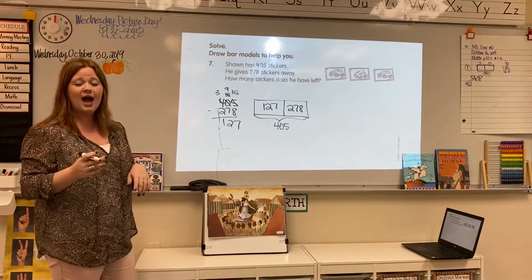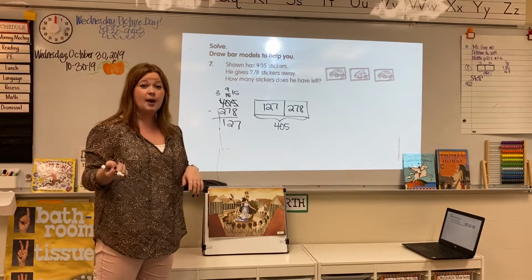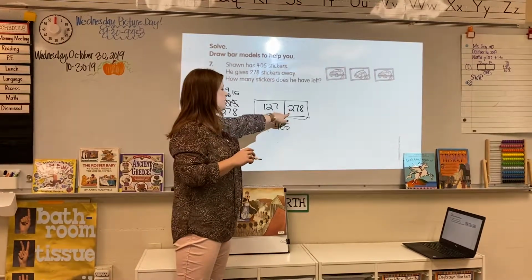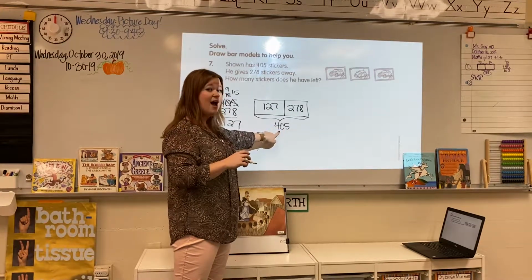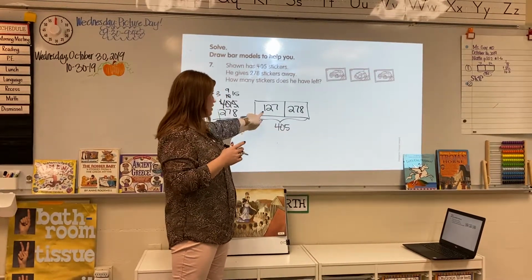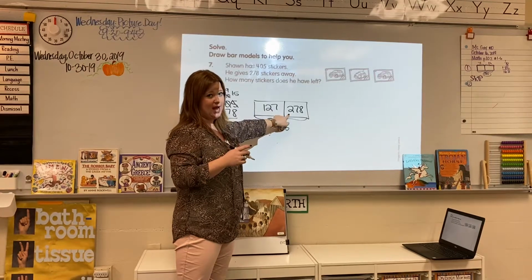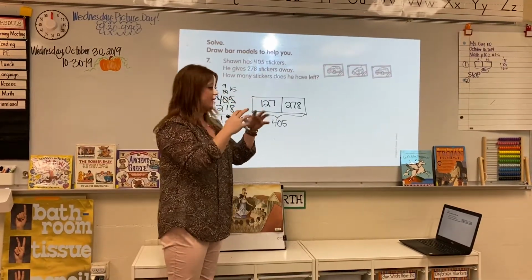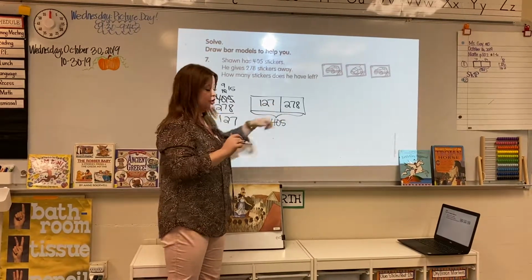We talk about in class that you can use the inverse operation to check your work. So I can add 127 plus 278 to get 405. I can also subtract 405 minus 127 and get 278. And so that's where we're talking about that you could make that a number bond, and that this would be your whole and that these are your two parts.